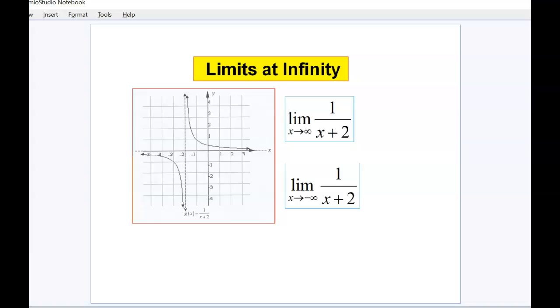As x approaches infinity, that means x is going further and further to the right. And if we look at the graph, as it goes further to the right, it gets closer and closer to the x-axis, but doesn't touch, getting closer and closer to 0. So the limit as x approaches infinity would be considered 0. Similarly, the limit as x goes to negative infinity, so that means to the far left, the graph gets closer and closer to the x-axis, which is going to be 0 again.